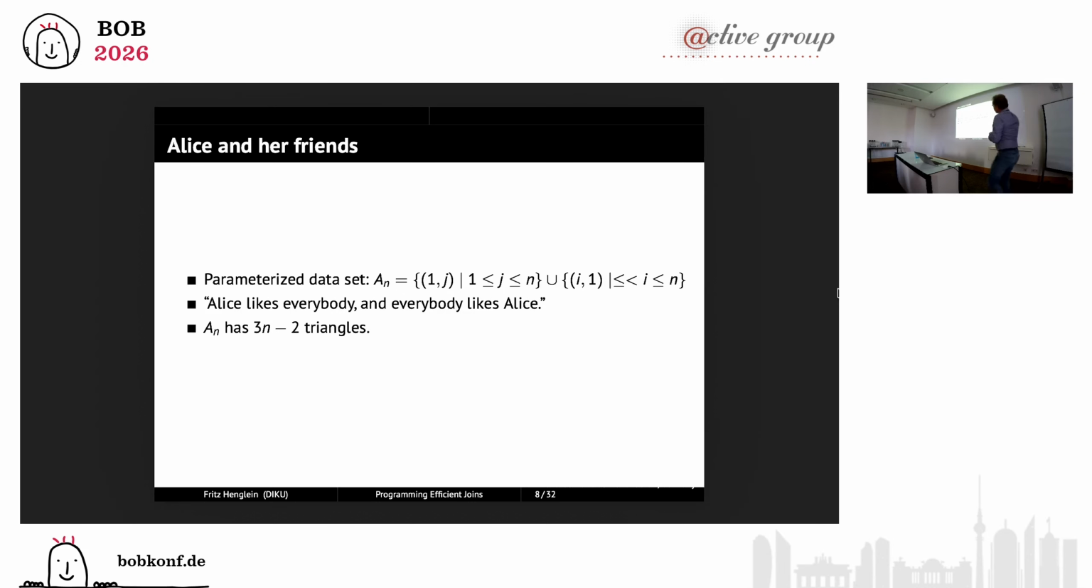But let's look at this parameterized data set, which we call the Alice set. So Alice is number 1. I don't know, only a mathematician would say these things, but okay. So Alice likes everybody, and everybody likes Alice. That's our pair, okay? So we have n people, including Alice. And that's the binary relation we'll be looking at, okay?